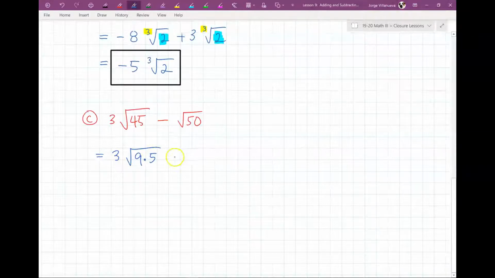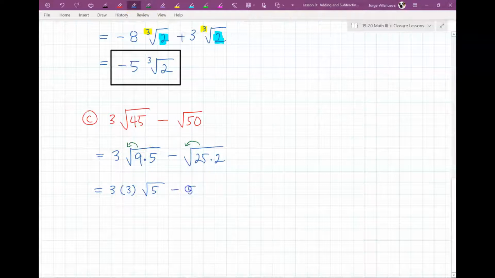9 has a nice square root. And 50 is 25 times 2. So this 9 will come out. This 25 will come out. So I get 3, and then the square root of 9 is 3, so times 3 radical 5 minus the 25 comes out as a 5 radical 2.